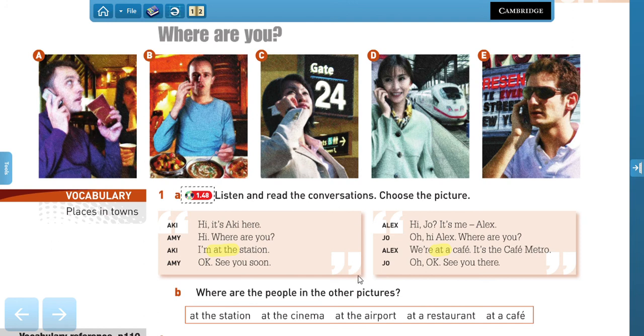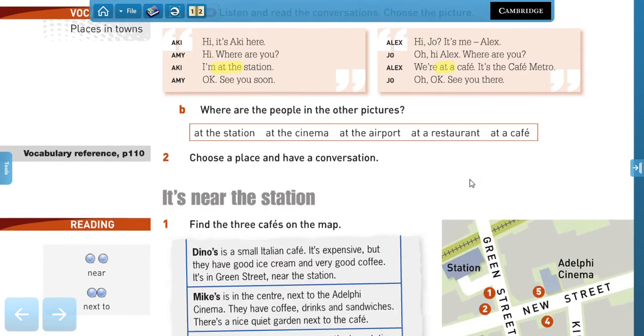C, she is at the airport, right? She is at the airport. The airport. Specific. In D, the woman there is at the station as well. The station. Specific. And the last one says, image, is at the cinema. So probably there's only one cinema in that city. Yes? Good.